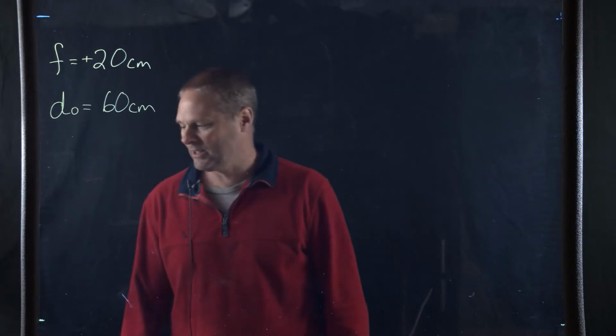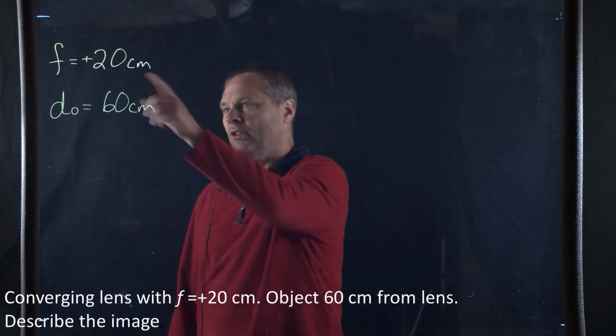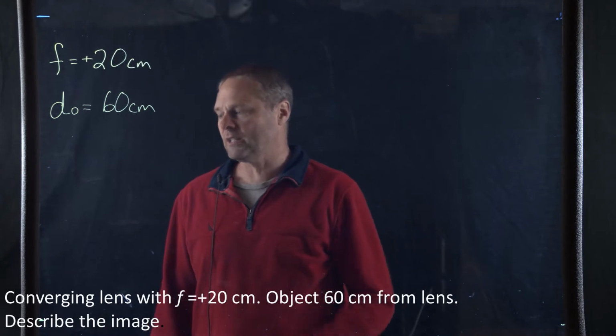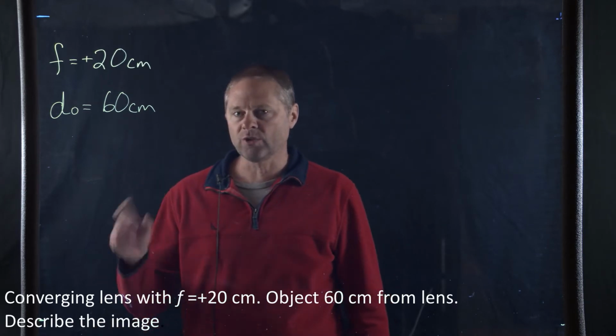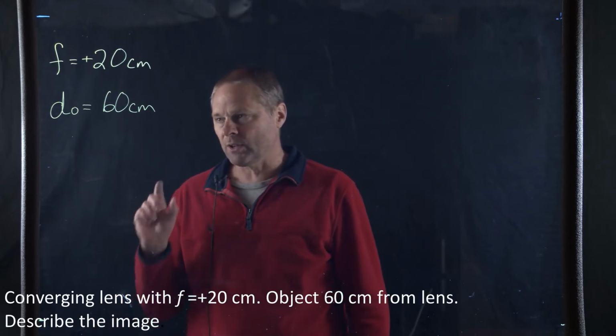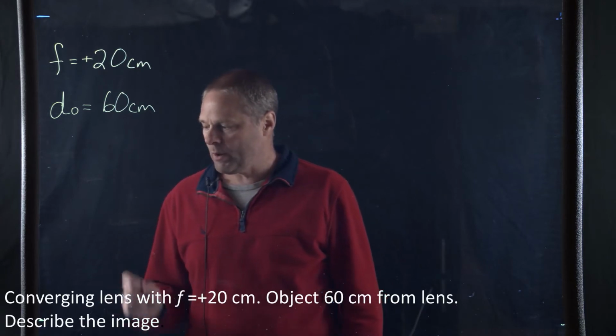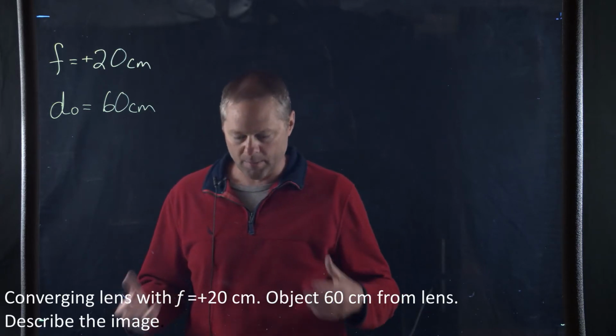So the question reads as such. We have a converging lens which is going to have a focal length of 20 centimeters, and we're going to have an object which is going to be 60 centimeters away from the lens. What we want to do is describe the image.